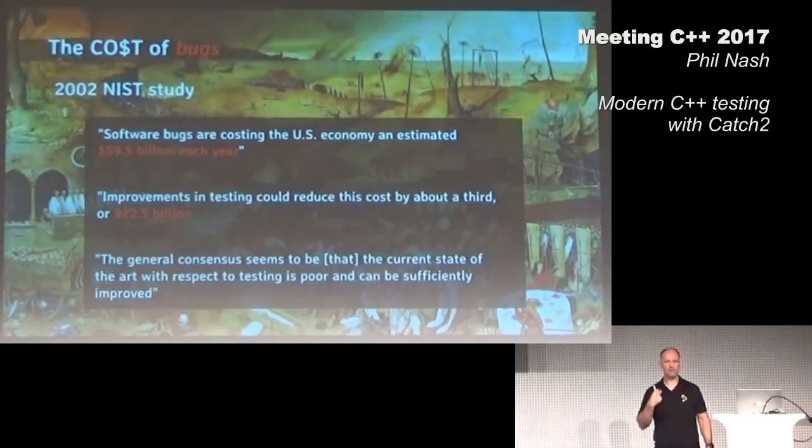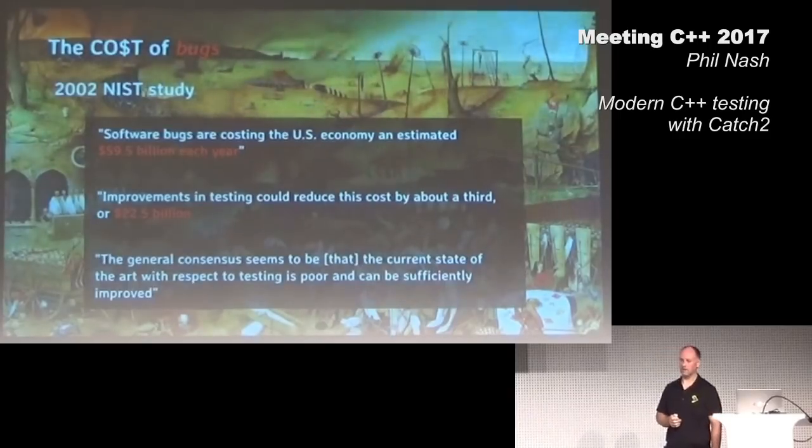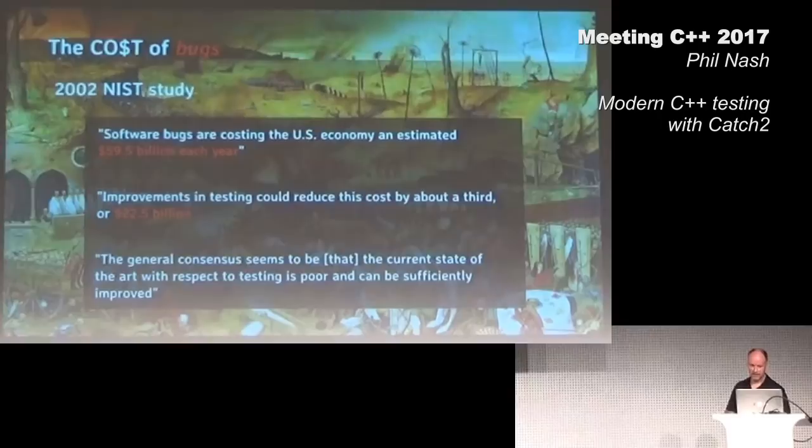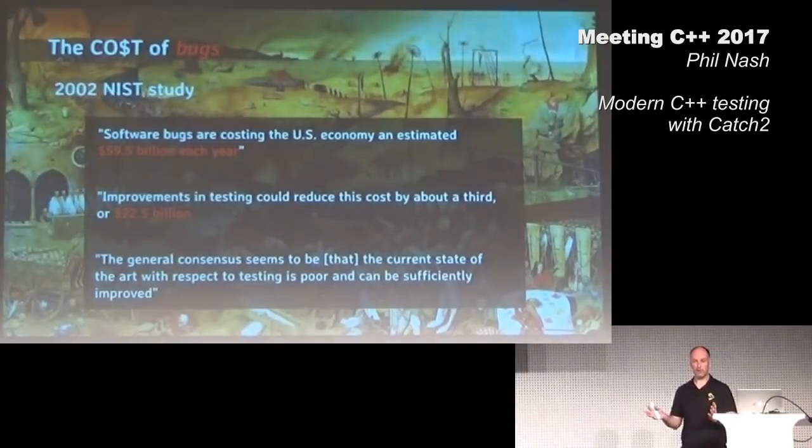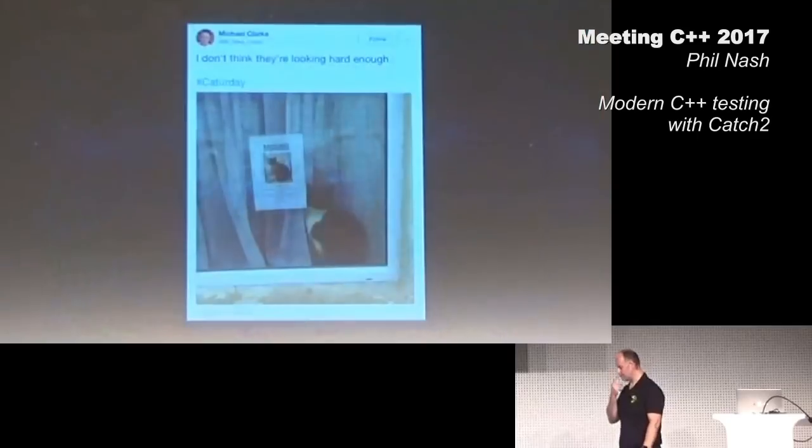Now, the NIST, as far as I know, haven't done a follow-up study, but I did find one from 2013 from Cambridge University, and that put a figure of 312 billion, although that was globally. So really talking about huge amounts. But this is getting pretty heavy and serious. I think we need some cat pictures.